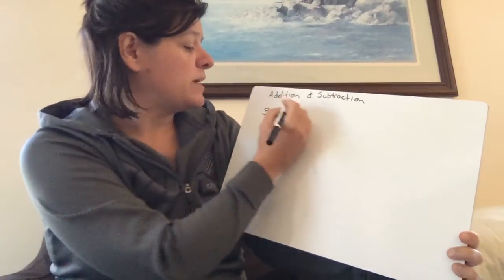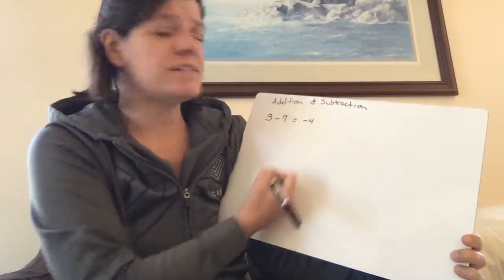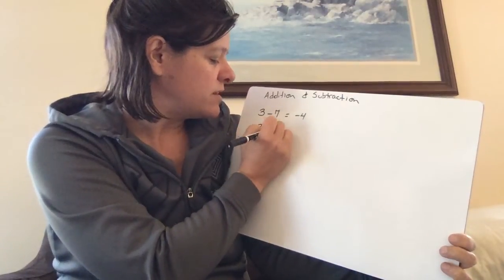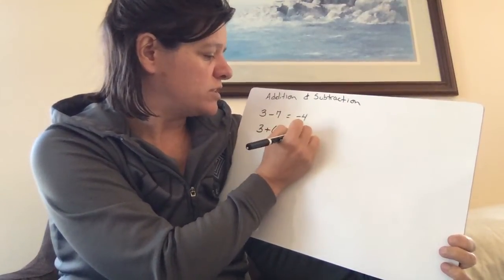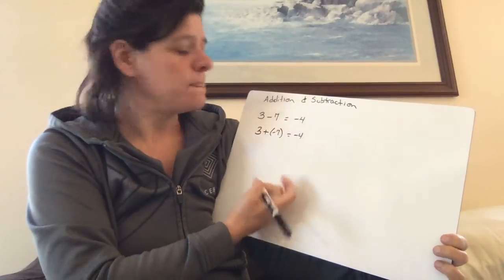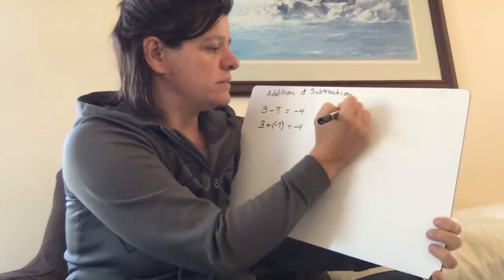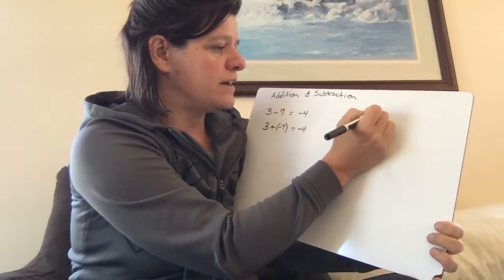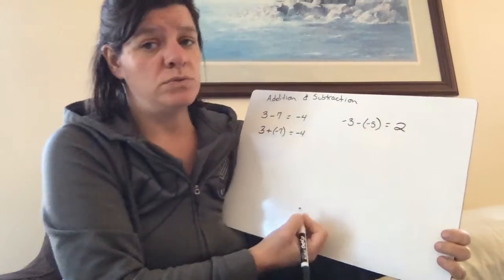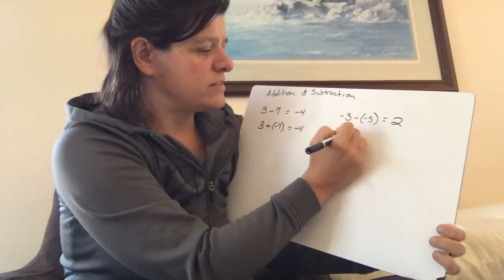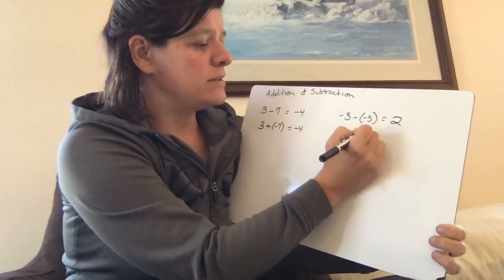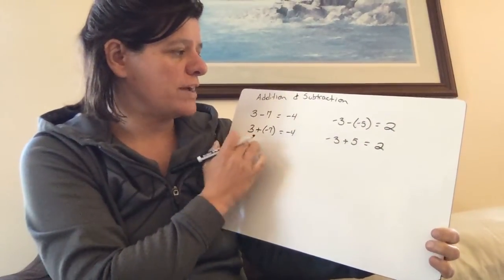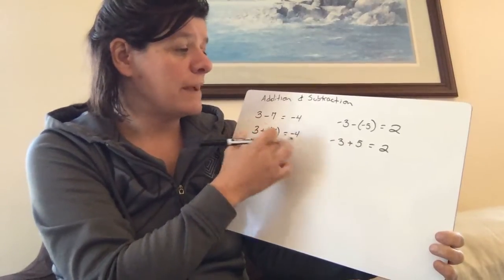So, if we have 3 minus 7, that's the same as -4. And I could write this as 3 plus -7, which gives me -4. Okay. And if I had -3 minus -5, that's 2. And I could rewrite this as -3 plus +5, which gives me 2. So I can rewrite a subtraction problem by adding the opposite.